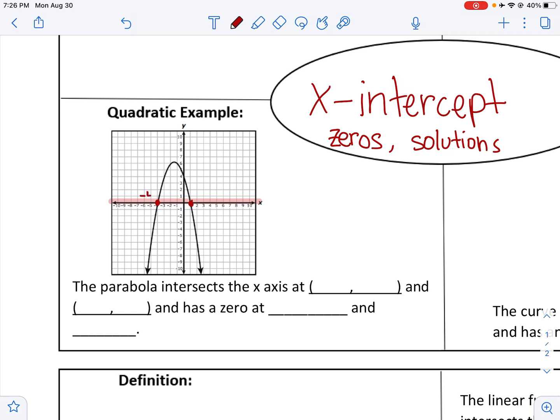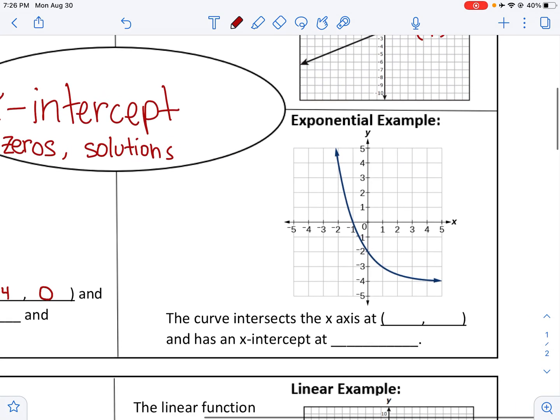So this point over here is -4. This one over here is a +1. So the parabola, which is the shape of the quadratic function, that U shape, intersects the x-axis at (-4, 0) and (1, 0). It has a zero at -4 and +1. Okay, so we just list them as two different points because it crossed at two different points.